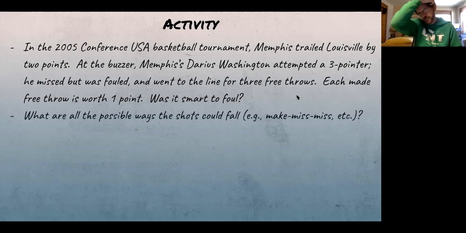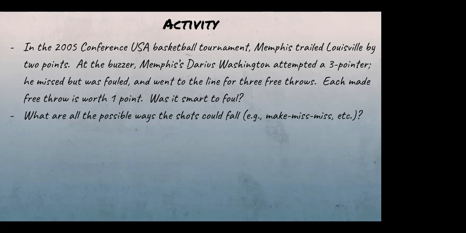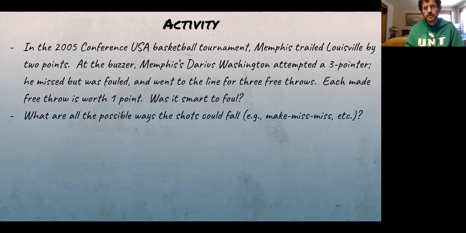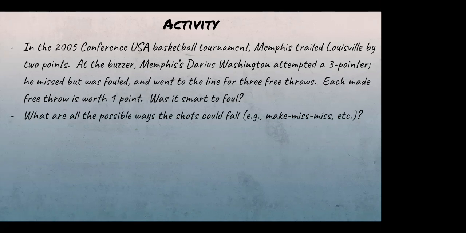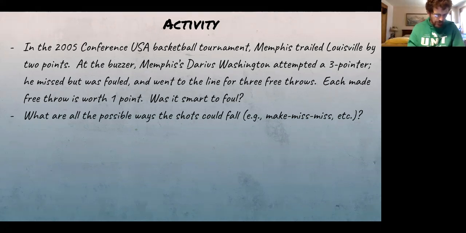Before we jump into some more information that we need, let's look at this. Not the 3-point shot, but what are all the possible ways that the free throws could fall? We'll get to the probabilities of that in a second. Oh, you mean like all 3 make? Right, there you go. I'm going to use pluses for make and minus for miss, just so I don't have to write out anything.